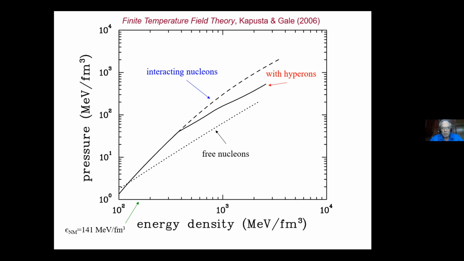And then once you include hyperons, once the energy density is high enough, the chemical potential becomes high enough, you start producing hyperons. And as I argued earlier, once you produce hyperons, that softens the equation of state because you're putting energy into a mass rather than into Fermi momentum. And that reduces the pressure to what it would have been otherwise.